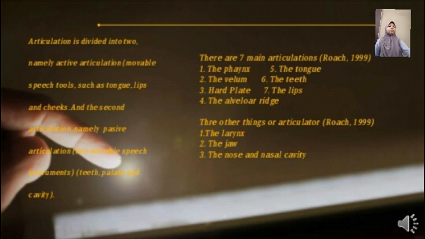Okay, back. There are seven main articulators in speech: the phonics, the velum, hard palate, the alveolar ridge, the tongue, teeth, and lips. There are also other articulators: the larynx, the jaw, the nose, and nasal cavity. So this is so important if you want to produce good sounds.